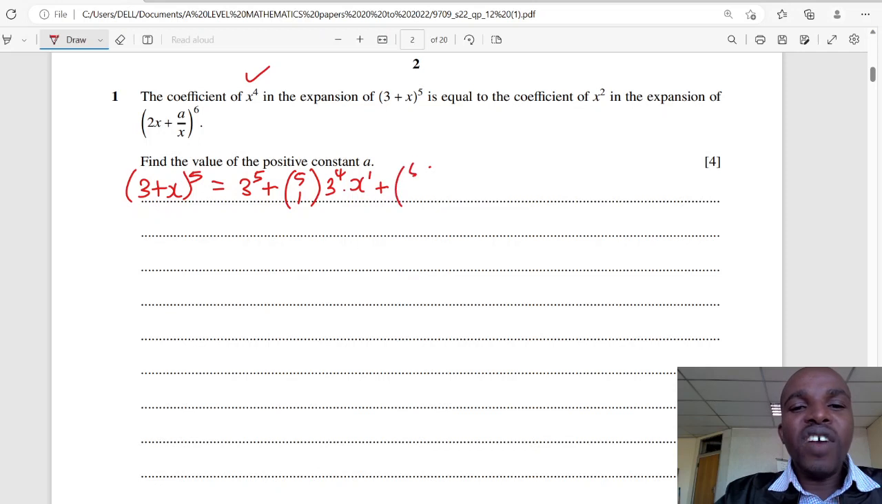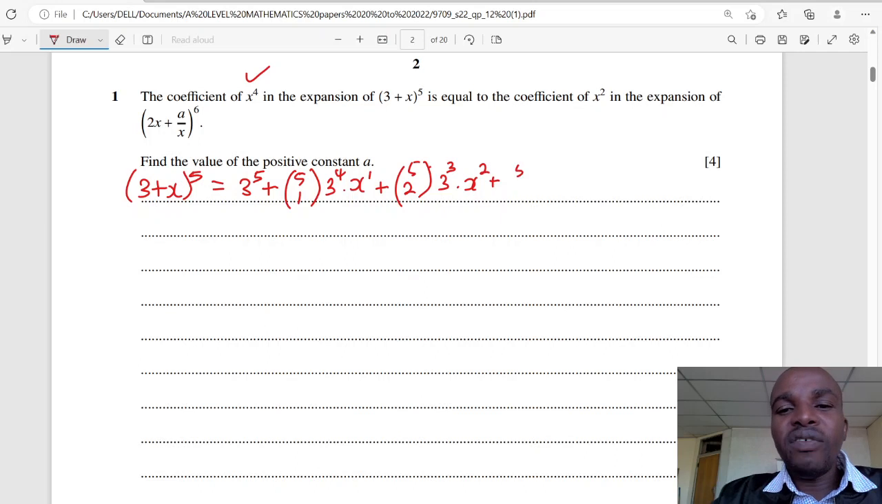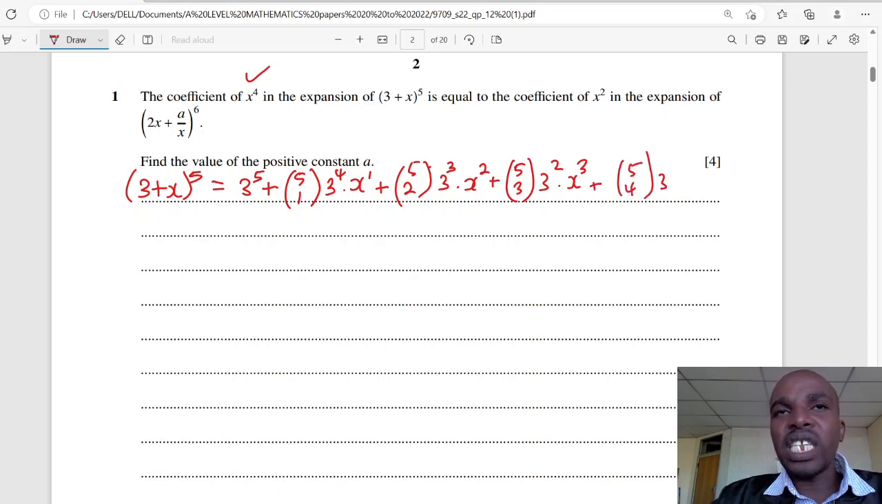Then plus 5 choose 2. Then a is 3 to the power 5 minus 2 is 3. Then times your b, which is your x to the power 2. Plus then 5 choose 3. Then times your a, 3 to the power 5 minus 3 is what? Is 2. Then your b, x to the power 3. Then plus 5 choose 4. Then 3 to the power 5 minus 4 is what? Is 1. Then times your b, which is your x to the power 4.